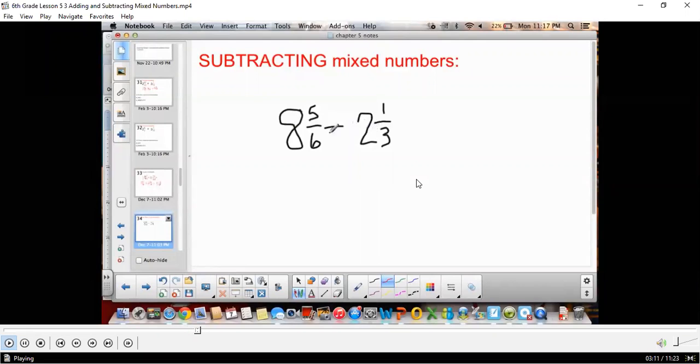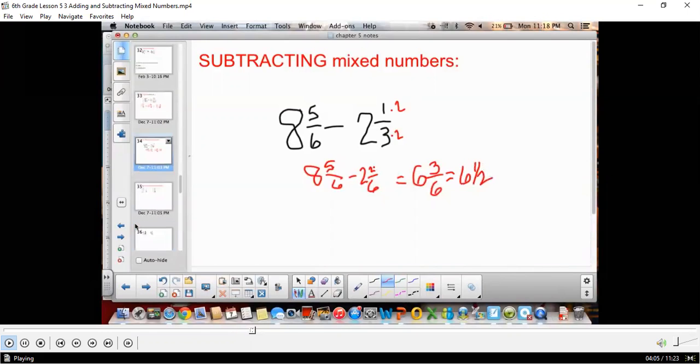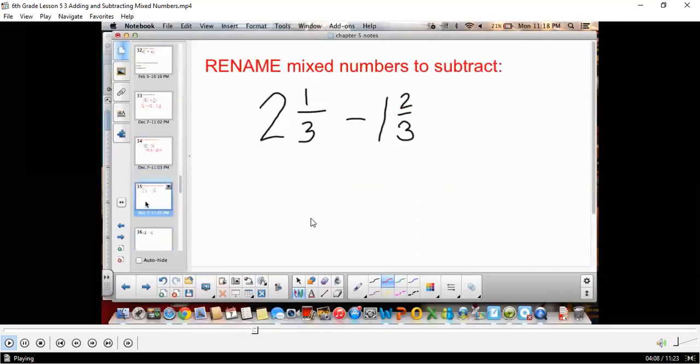I have 6 and 3. Then we are going to keep the first one the same, and we will change the second one by multiplying by 2. So now we have 8 and 5 over 6 minus 2, 2 over 6. Now we will subtract. So we have 8 minus 2, which equals 6, and then we have 3 out of 6. Now, take care. I said we have to find the answer in simplest form. So it should be 6 and 1 over 2.